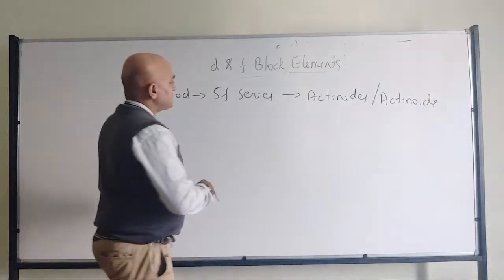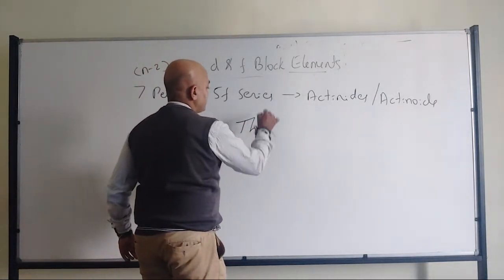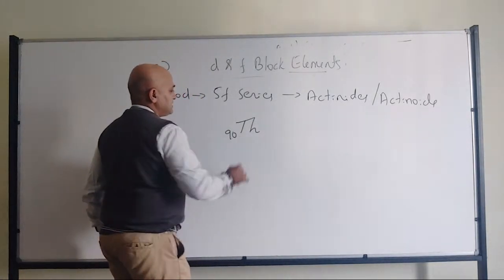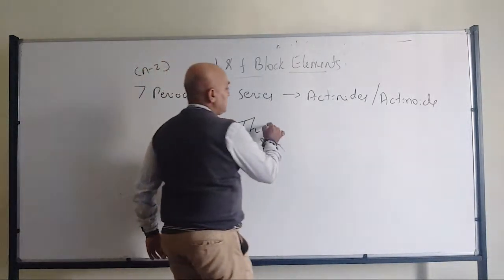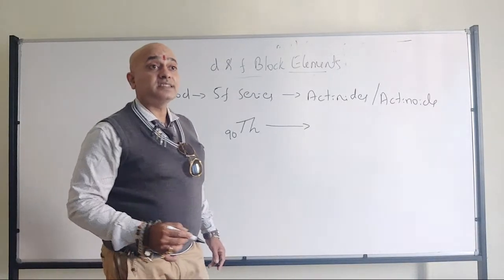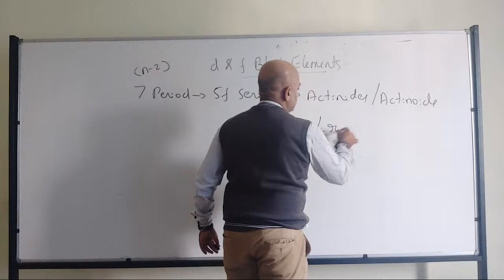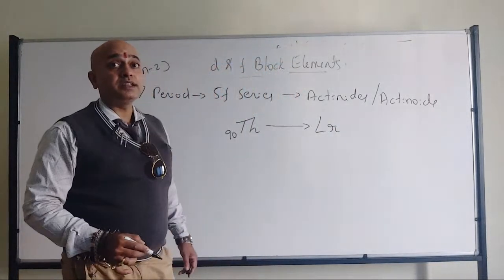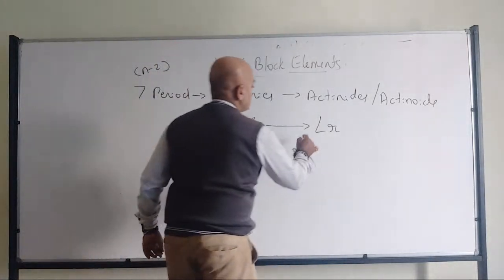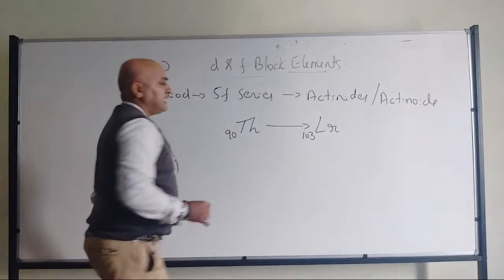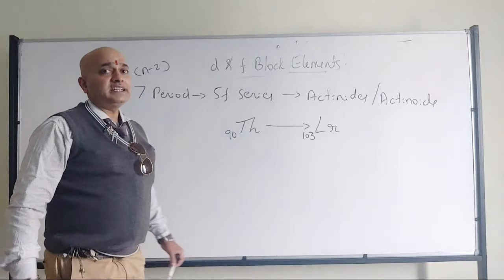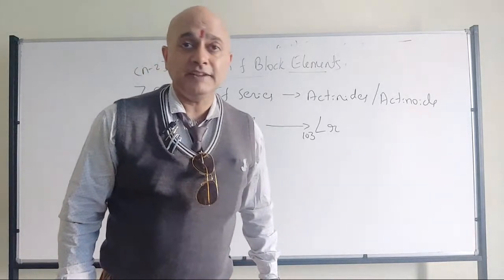Now, actinoids will start from thorium, where the atomic number is 90, and will end at lawrencium. So what should be the atomic number for lawrencium? It should be 103. Add 13 to 90, because thorium itself is one of the elements. So 90 plus 13 is 103.